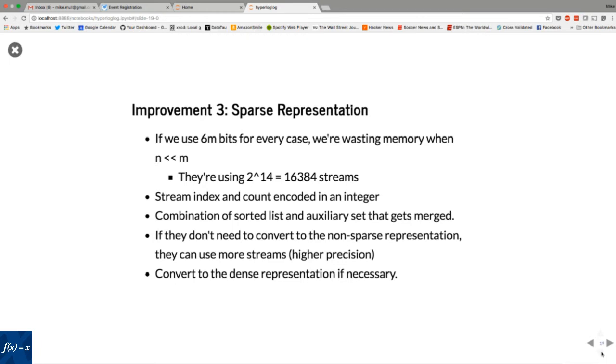One of the really interesting tricks that they do is because they're using this sparse representation, and then they're not using as much memory, they can use greater precision. So the normal case is they use 2 to the 14th subset streams, but in the case where they are using the sparse representation, they can actually use many more bits to keep track of the precision. So I think they say they use 25 in the sparse representation.